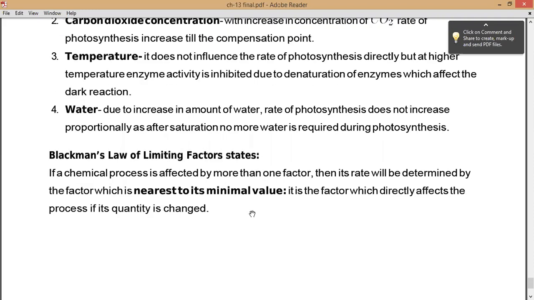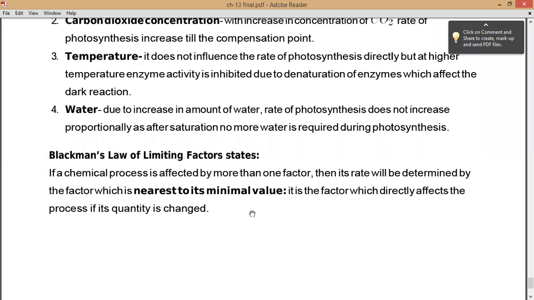And the next is Blackman's law of limiting factors. This can be asked in 2 marks, that what is Blackman's law, right? So Blackman's law of limiting factor states that if a chemical process is affected by more than one factor, then its rate will be determined by the factor which is nearest to its minimal value, and it is the factor which directly affects the process if its quantity is changed, right?